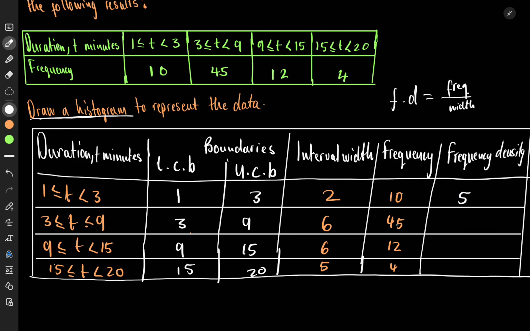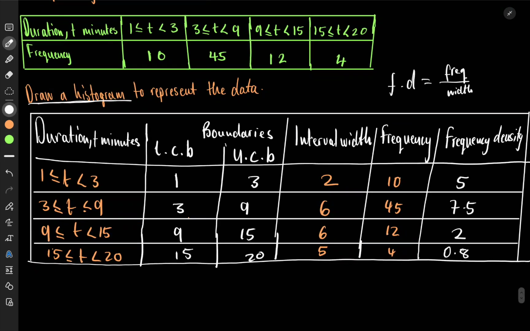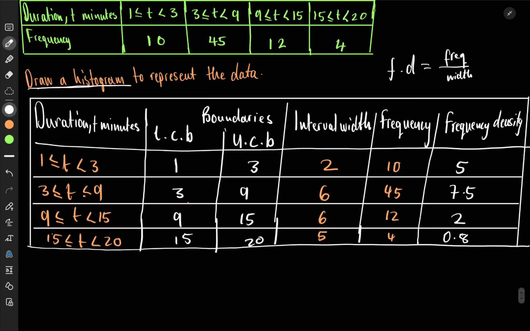Then here you get the next frequency density is 45 over 6. And this should give us 7.5, yes. And then now frequency over class width 12 over 6 gives us 2. And then now we have 4 over 5, which gives us 0.8. Okay, that's what it is. And these are our frequency densities. So now we can go ahead and plot our histogram because we have all the necessary information. Great. Let's go ahead and let's plot.